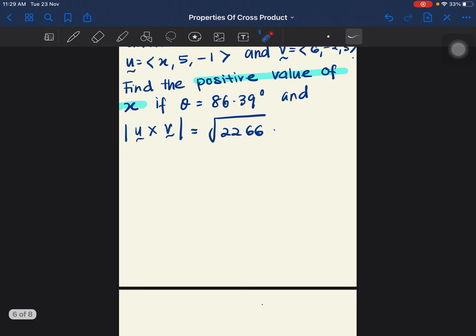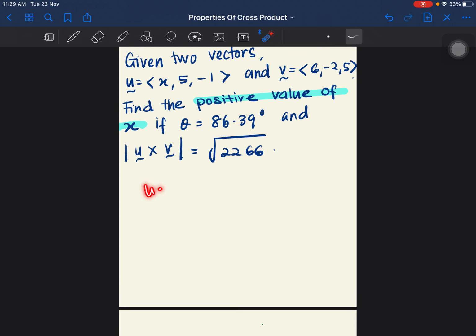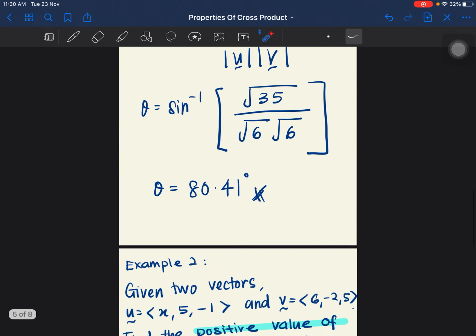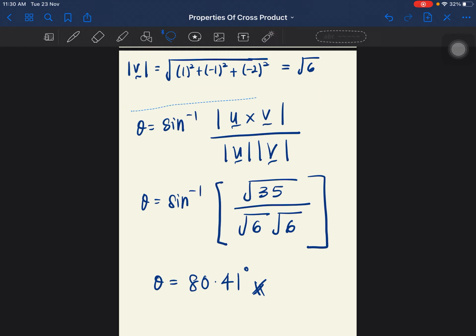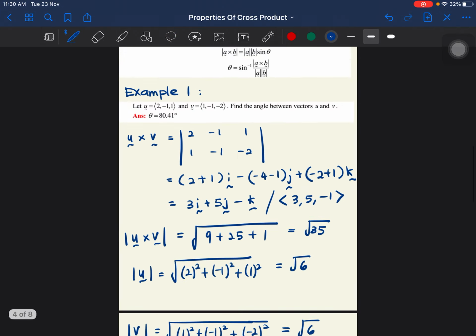Why? Because the given info to you is the cross product, not the dot product. If the given information is u dot v, then you can use the formula in my previous video. But since here the given information is that the magnitude of u cross v is equal to this value, therefore you have to apply this formula.